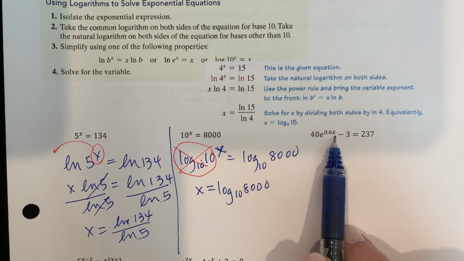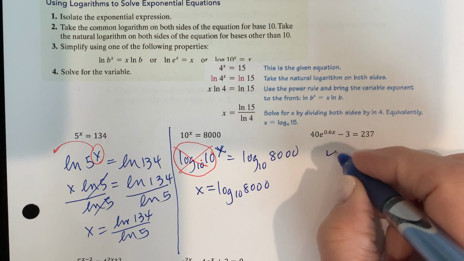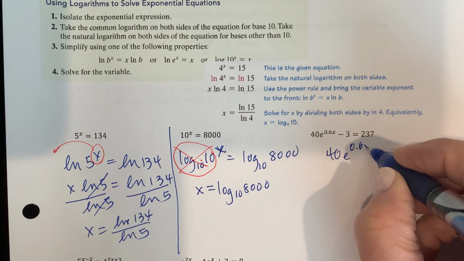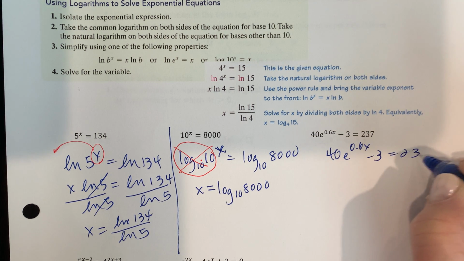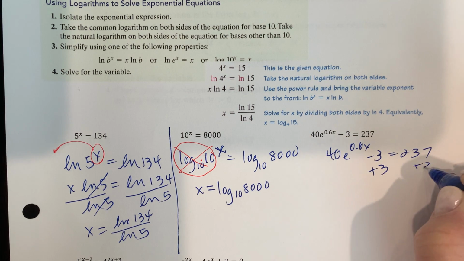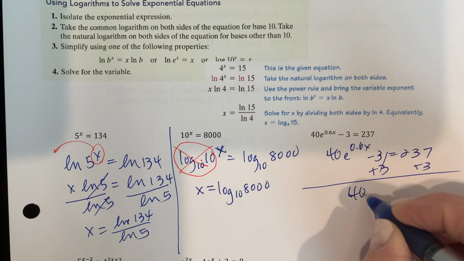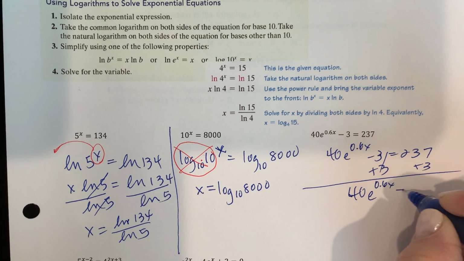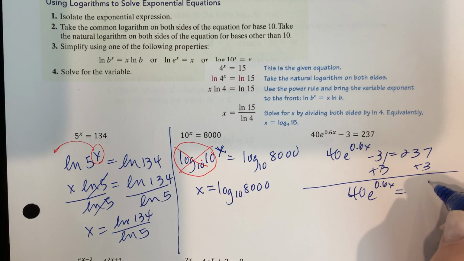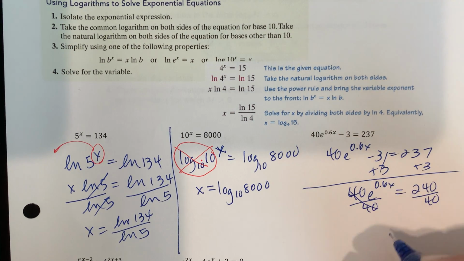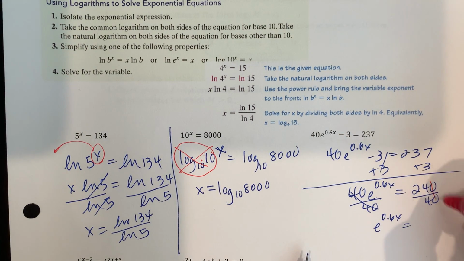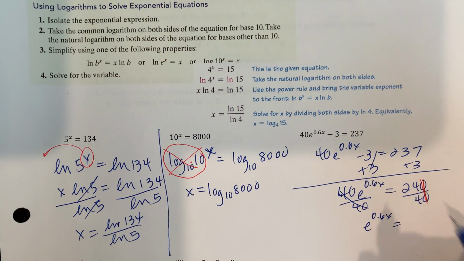Okay, so now, before we can solve for this x, we are going to have to add 3 to both sides. I shouldn't have written that 2 times. Okay, so plus 3 plus 3. So 40 e 0.6x equals 240. All right, so now divide by 40. And we're going to get e to the 0.6x equals, and you should remember that you can knock off those zeros off the end. Now 4 goes into 24 6 times.